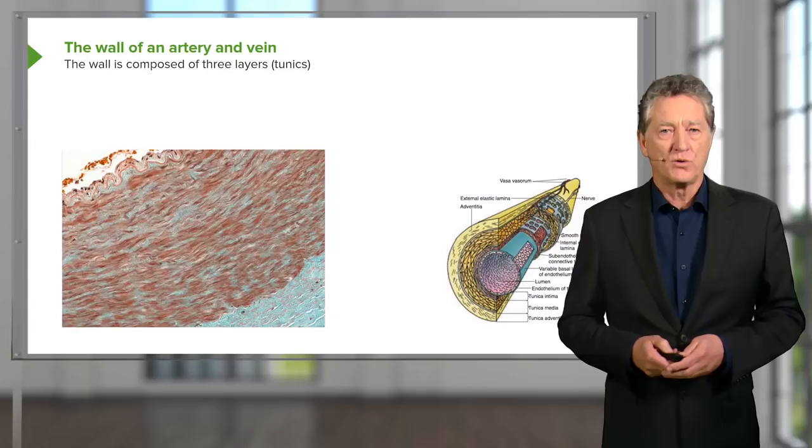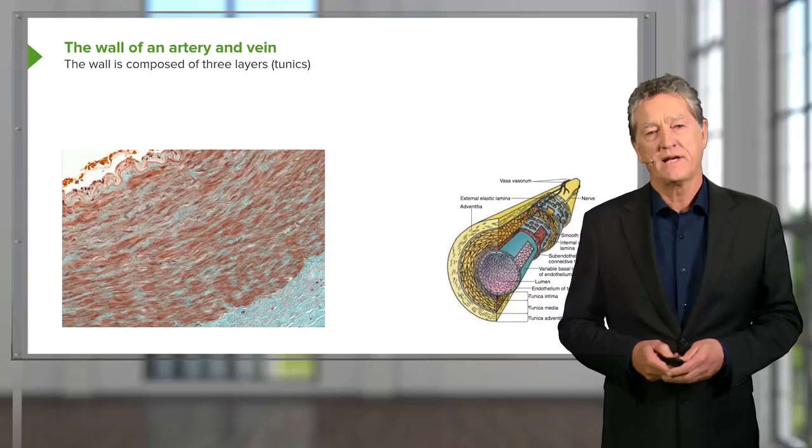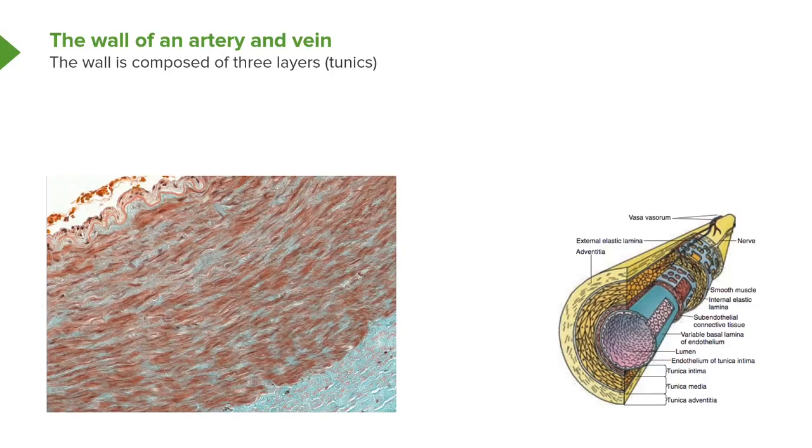So let's look now at the layer of a typical artery and a vein. Here, it's easy to describe the wall of an artery because some of the components of the wall are a little bit more obvious than you see in a thinner wall of a vein. On the right-hand side is a diagram that you can use to consolidate your understanding of the wall of a typical blood vessel. But let's have a look at the section of the artery on the left-hand side.